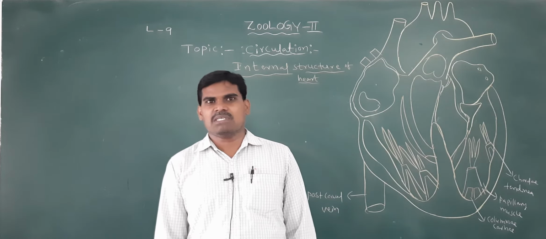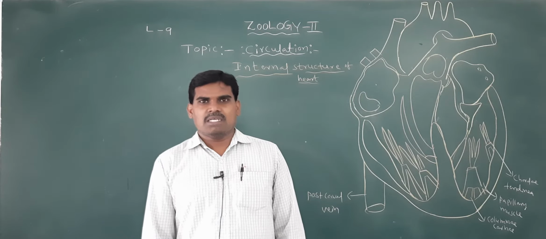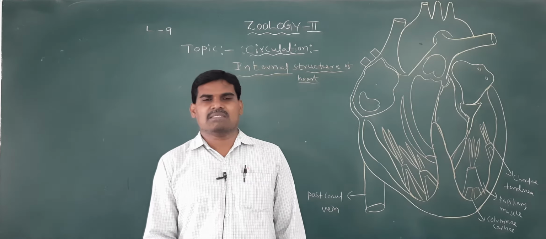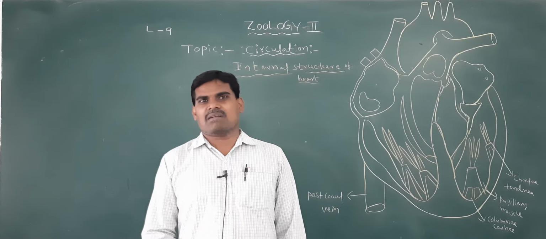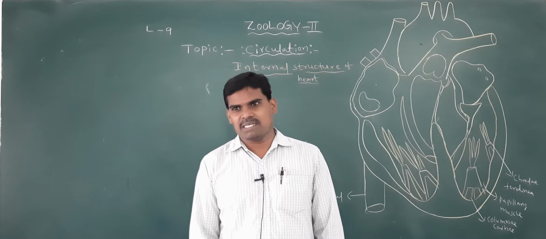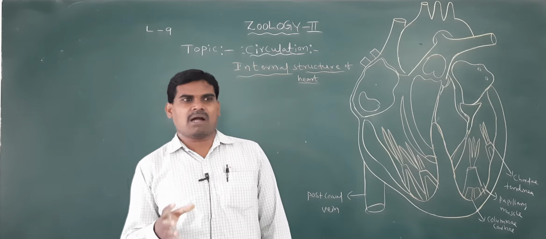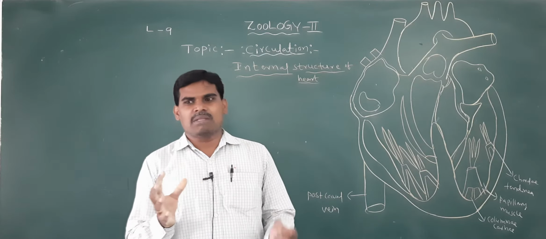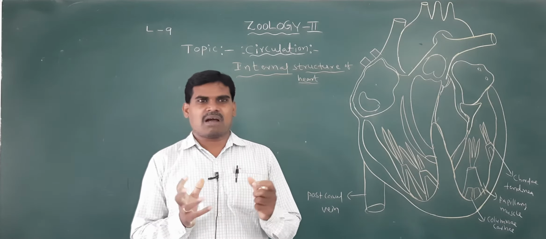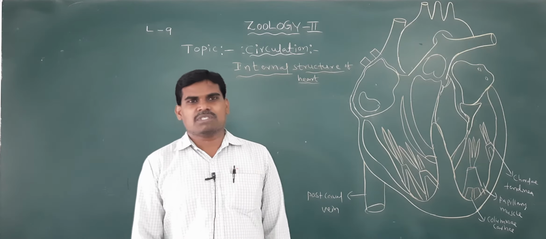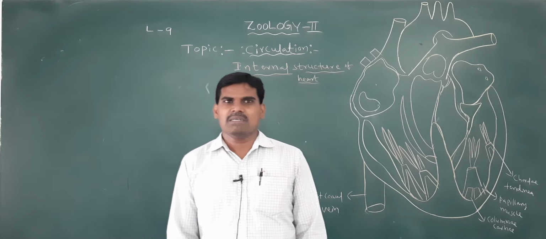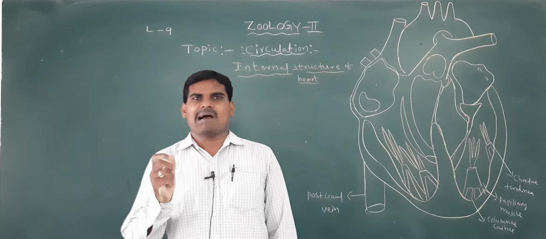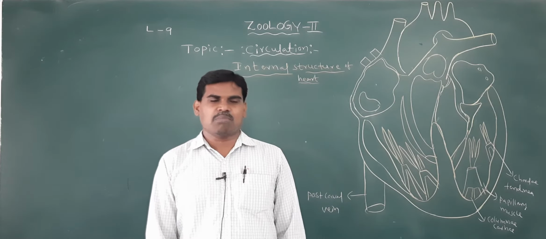Now we will discuss the internal structure of the heart. So what is the heart? The heart is the main pumping organ, the circulating organ, in any animal. The heart may be a 2-chambered, 3-chambered, or 4-chambered heart. In any chambered heart, contraction and relaxation are compulsory. They rhythmically contract and relax, pumping blood from one place to another.